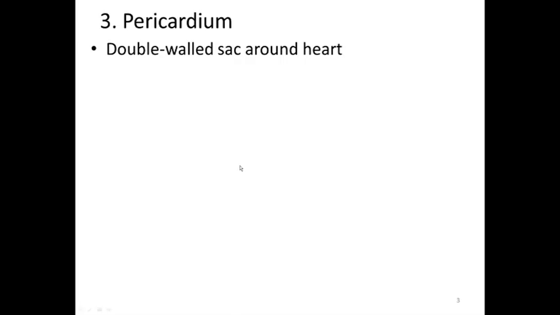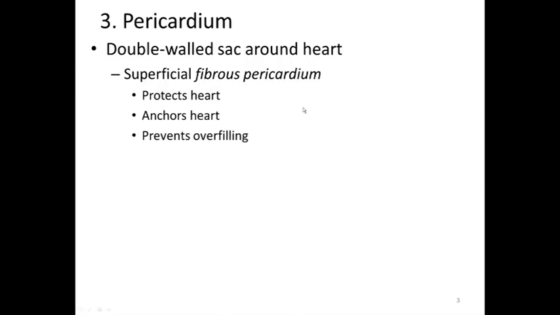It's a double-walled sac which is around the heart. Superficially, we have a fibrous pericardium. When we think of something that's fibrous, it's made up of fibers. So let's think of a Hessian sac, something like that. It's strong, but it's rough. So it protects the heart because it's so tough. It anchors the heart, so it holds it in place. And because it's so tough, it prevents the heart from overfilling. You can't fill your heart like a water balloon and burst it.